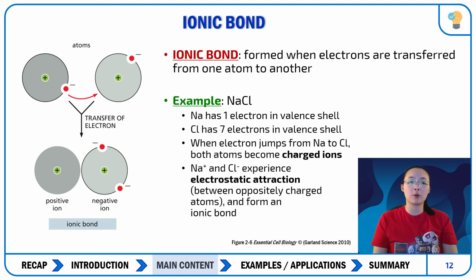But some important things to note: when an electron jumps from sodium to chlorine, just like this example, both atoms are going to become charged. So if the atom loses an electron, it's going to become positively charged, and then we have a positive ion. And then the other one that receives the electron is going to become negatively charged. So in that case, one becomes a positive ion, one becomes a negative ion, and that means these two charged ions are going to be electrostatically attracted to form an ionic bond.